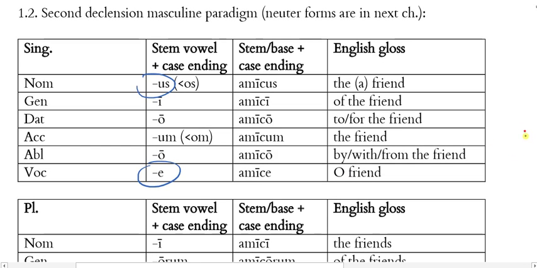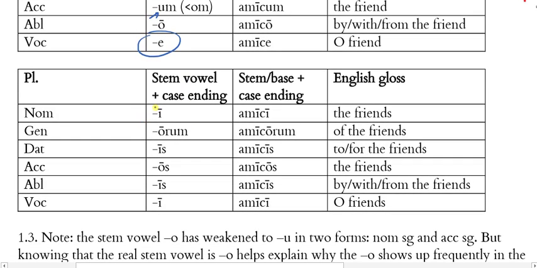As I've mentioned, the stem vowel really ends with an O, and that O is weakened to U here. So just as a reminder, the stem vowel is really an O. It weakens to U here, and then it's obscured by some of these case endings, here in the genitive and in the nominative, dative, and ablative plural, and then the vocative, of course. These have the same case endings.